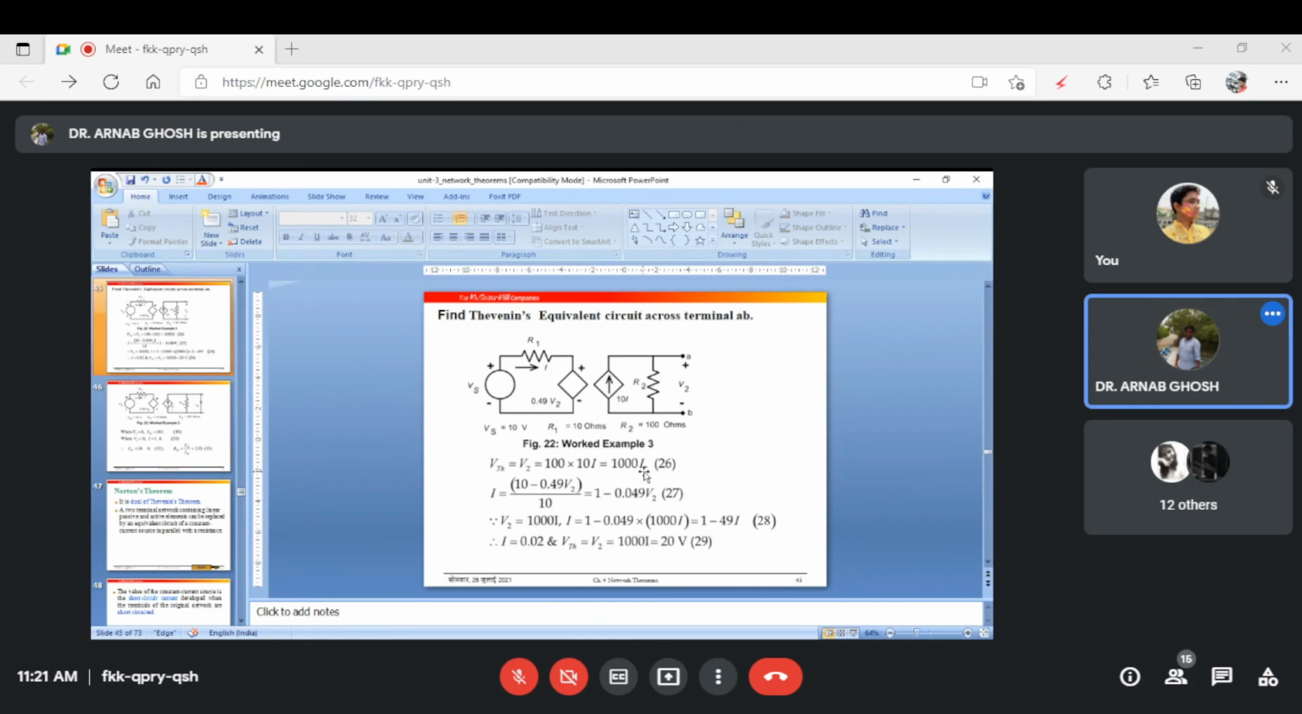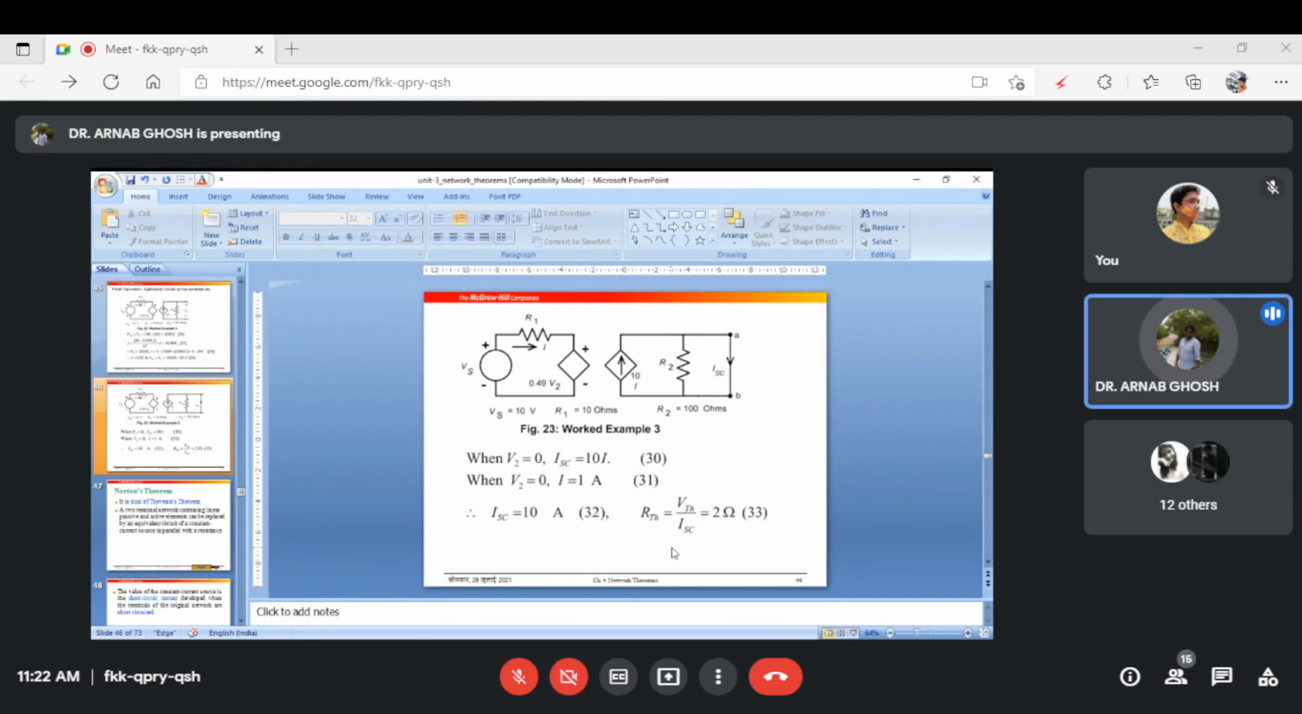Right? Okay. Next, your I will be equal to 10 minus 0.49 V2 by 10. So you are again getting an equation for I and V2. Okay. So your I is coming out as 0.02 and VTH is coming out as 20 volt. So you have got your VTH, which is 20 volt, right?